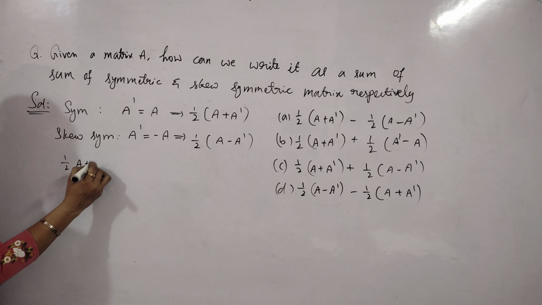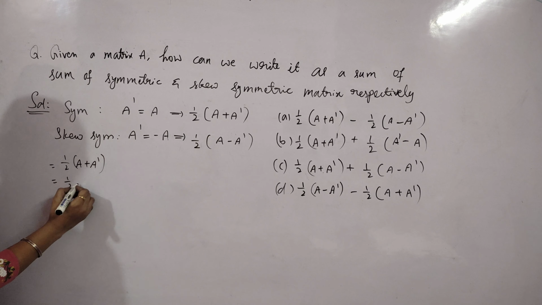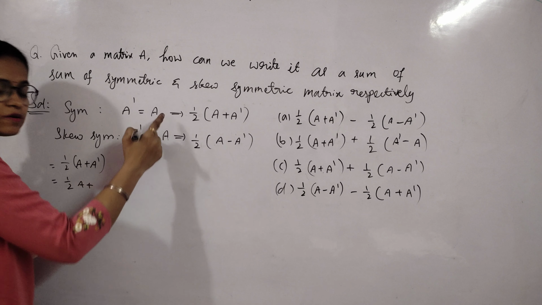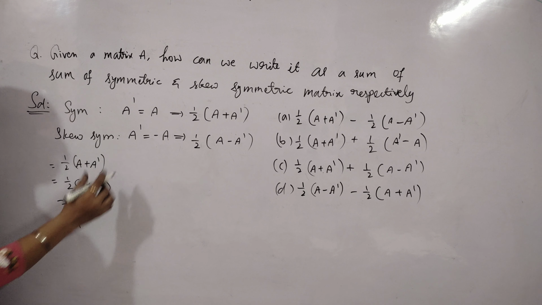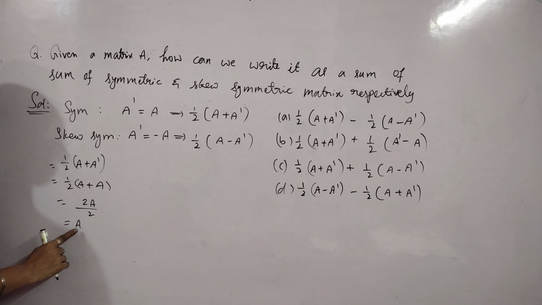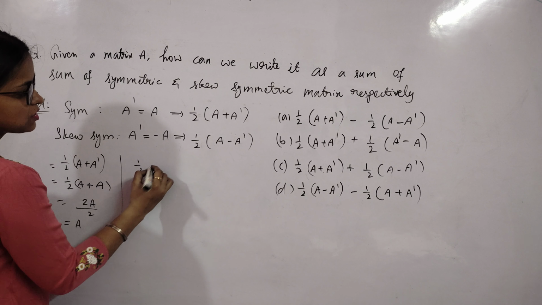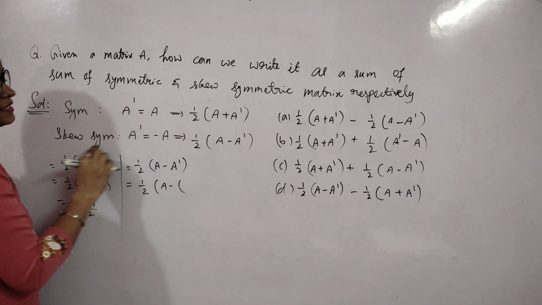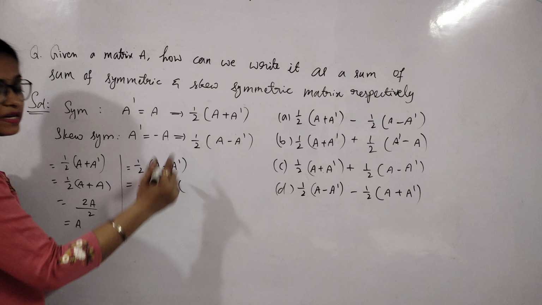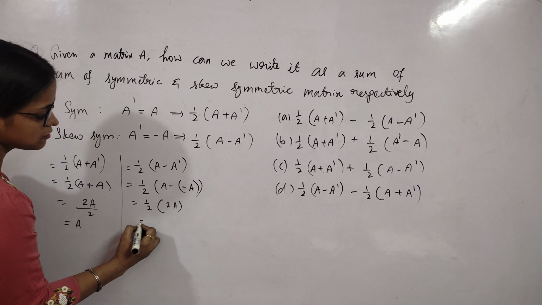If it is half A plus A dash, you can verify it. In a symmetric matrix, A dash is equal to A, so you are getting 2A by 2, which is A. So the matrix A can be written as half A plus A dash in the symmetric part, whereas in the skew symmetric part it is half A minus A dash. Substitute here: in a skew symmetric matrix, A dash can be written as minus A. So this is half of minus and minus, plus 2A, so again we are getting the same matrix.